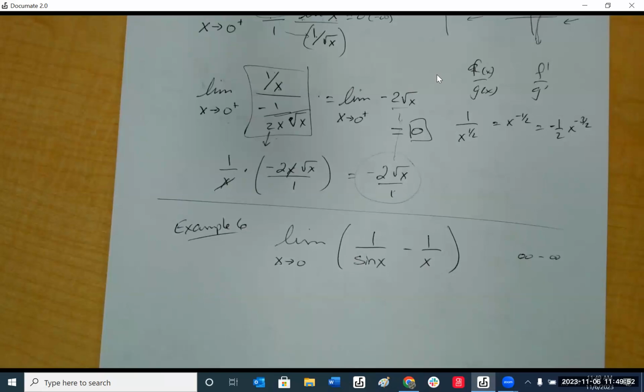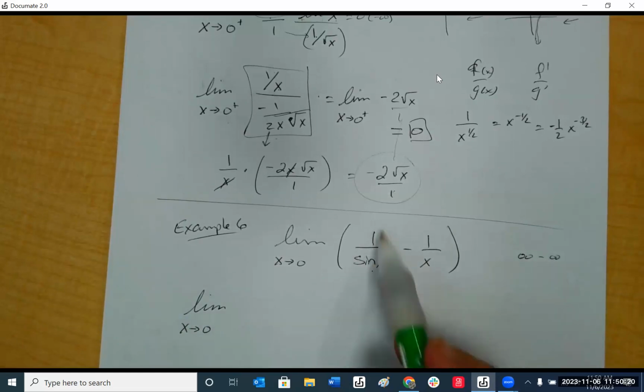Well, the limit of 1 over sine x, we'd have to use the quotient rule for that, right? We could, but we have two functions. Let's go ahead and put them together and see what happens there. Yeah, I see. Because things may cancel out that way. Finding a common denominator. Right.